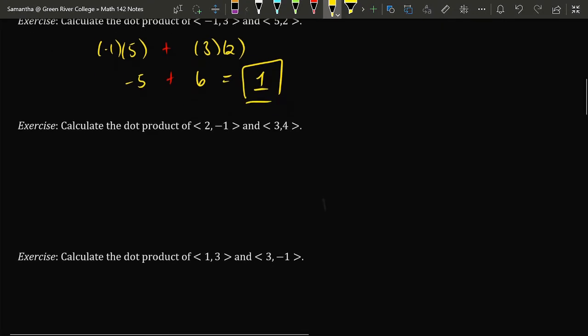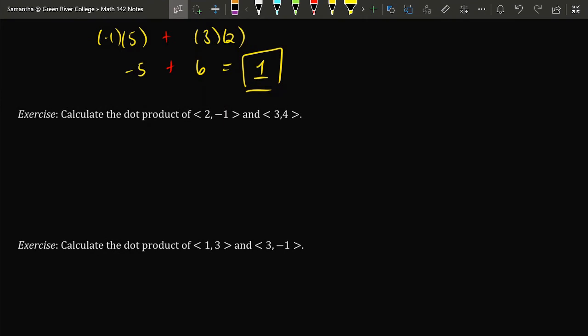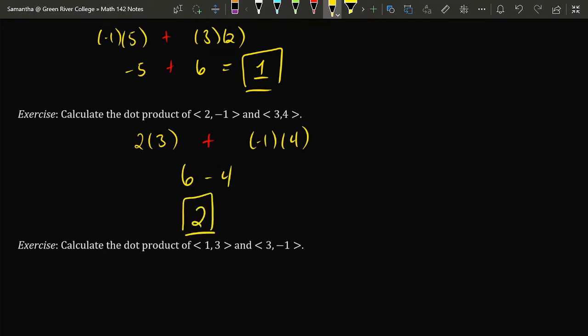The dot product of <2, -1> and <3, 4>. I'll take the product of the two x's, 3 times 2, and the product of the two y's, -1 times 4. And then I will add those two results together. So that's 6, take away 4, and we get the number, the scalar, 2.